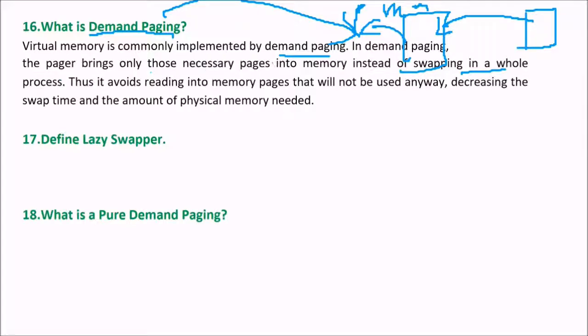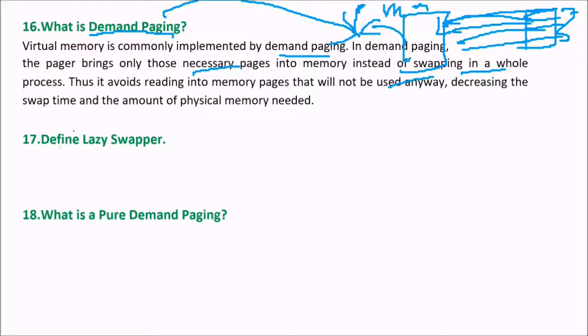The pager brings only necessary pages into memory instead of swapping in a whole process. Rather than bringing the whole process, it will bring only part of the process. So instead of swapping in a whole process, it will only bring the pages into memory. It avoids reading into memory pages that will not be used anyway, decreasing the swap time and the amount of physical memory which is needed.